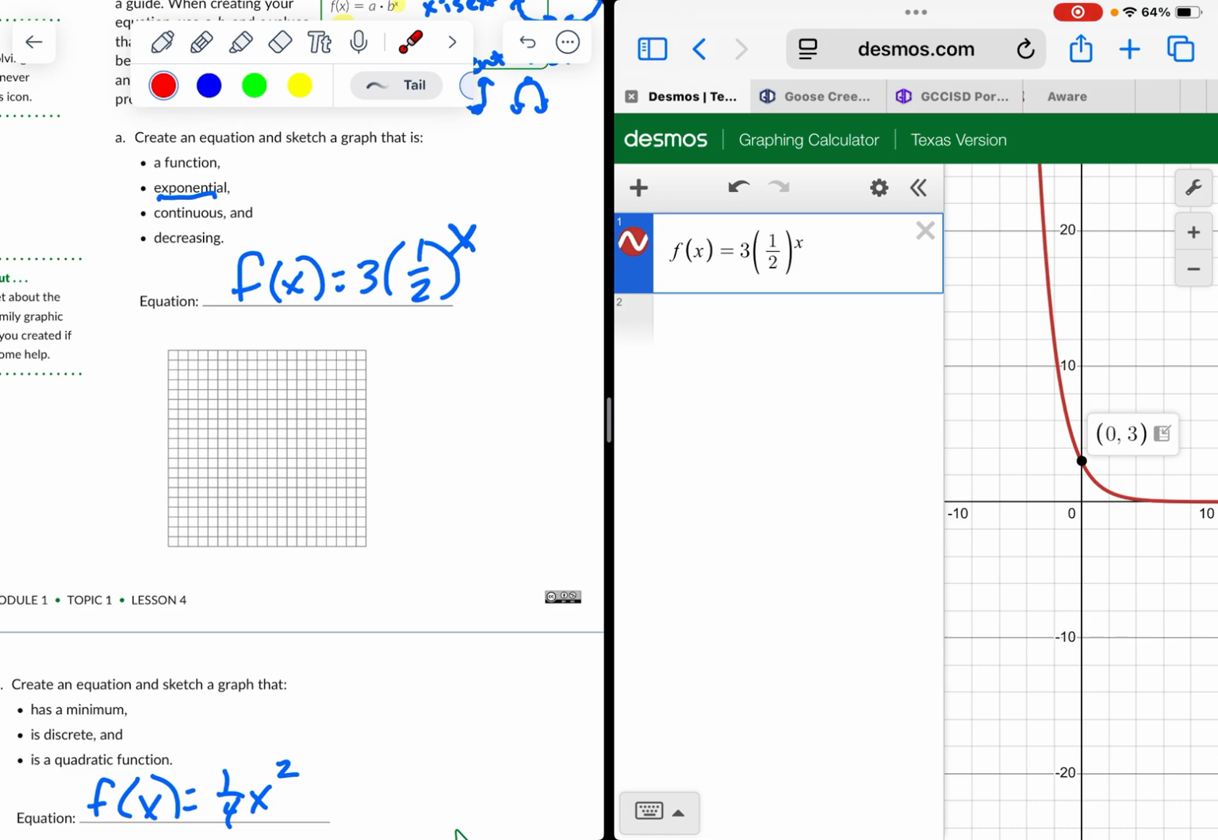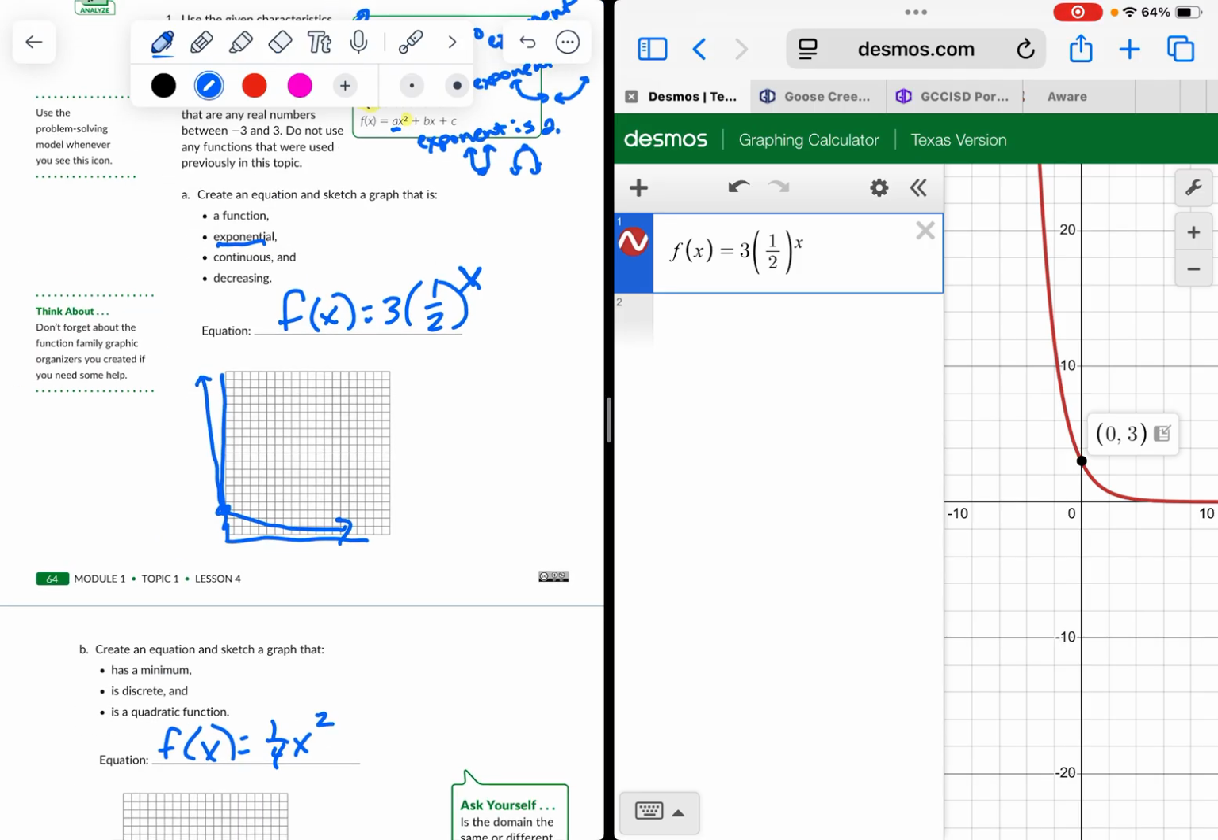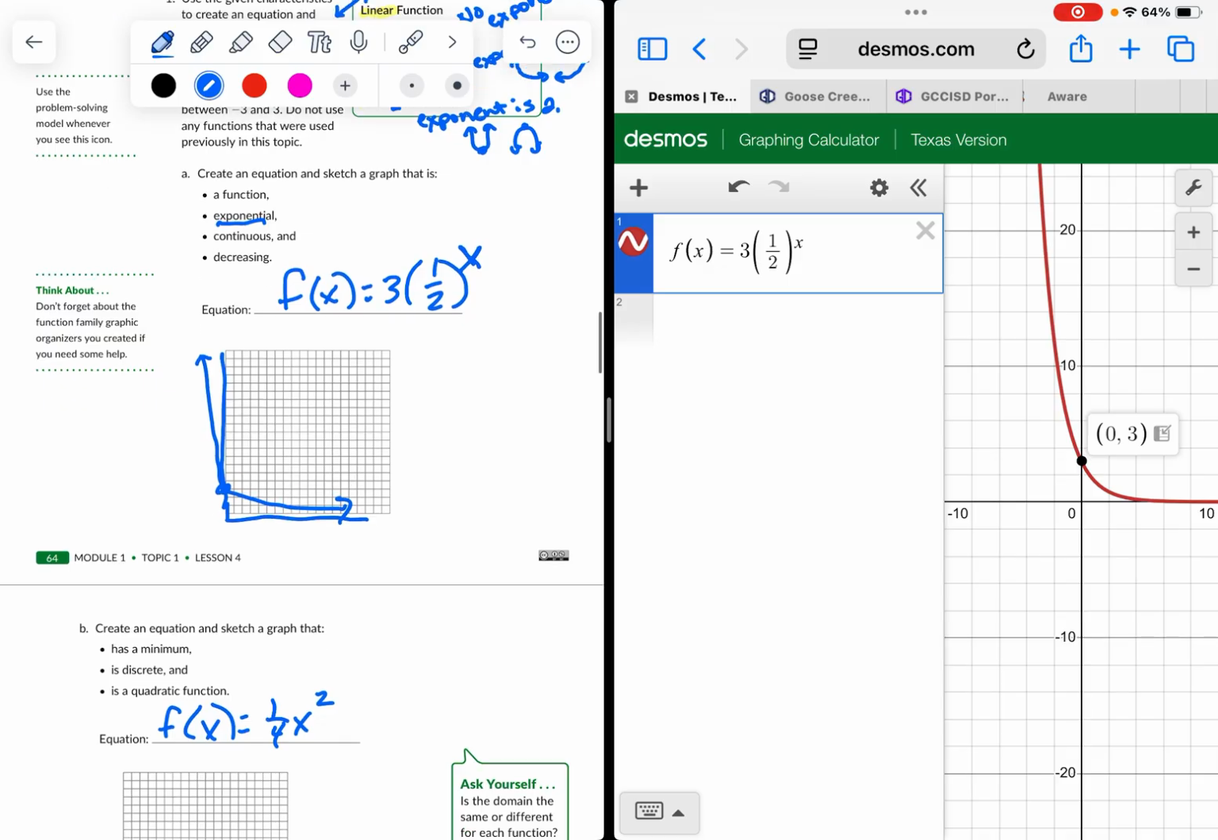So if I was going to graph this, I'm going to let this over here be my axis. And 1, 2, 3 is my y-intercept. So I've got my curve coming out like this, and it looks like this, okay? So this one is decreasing. You can see it's going down. You can see the y-intercept is 3. So I'm just graphing what I see.